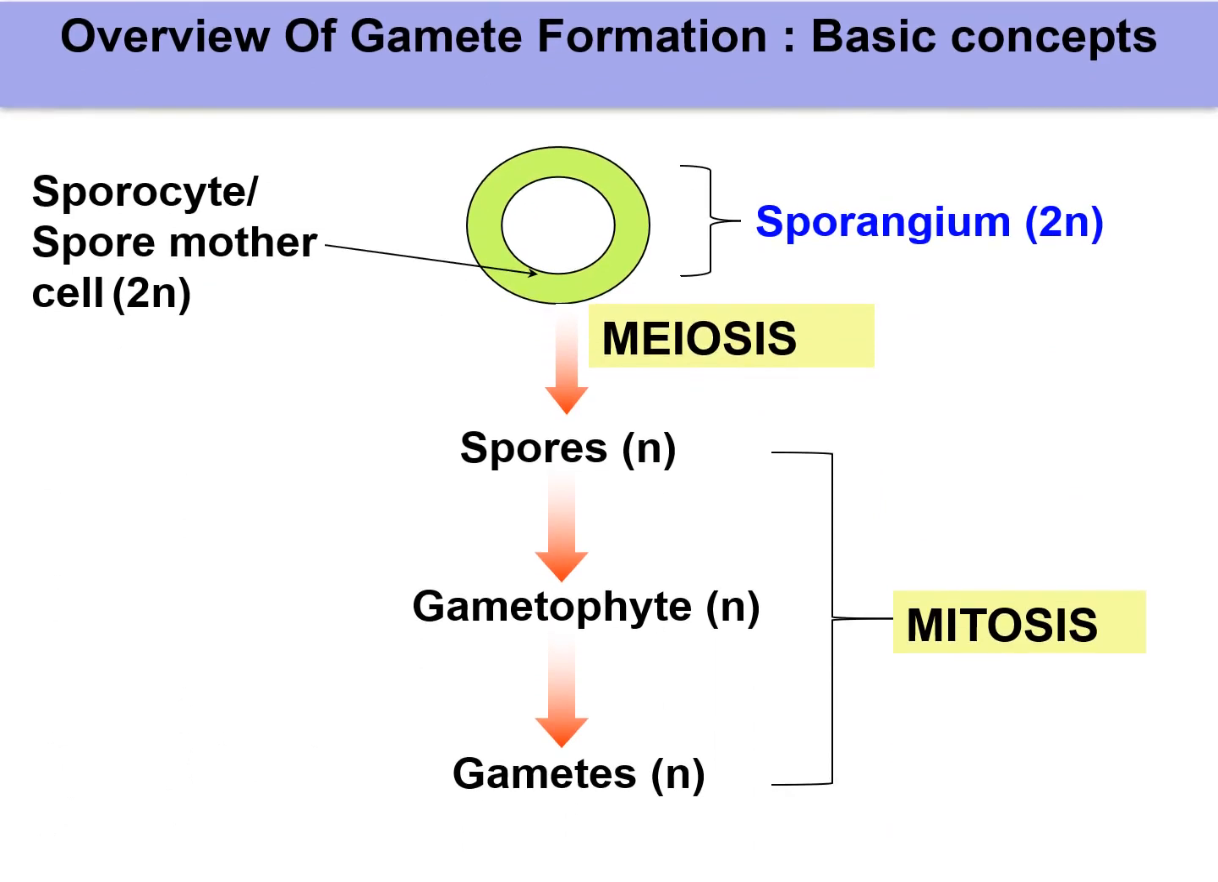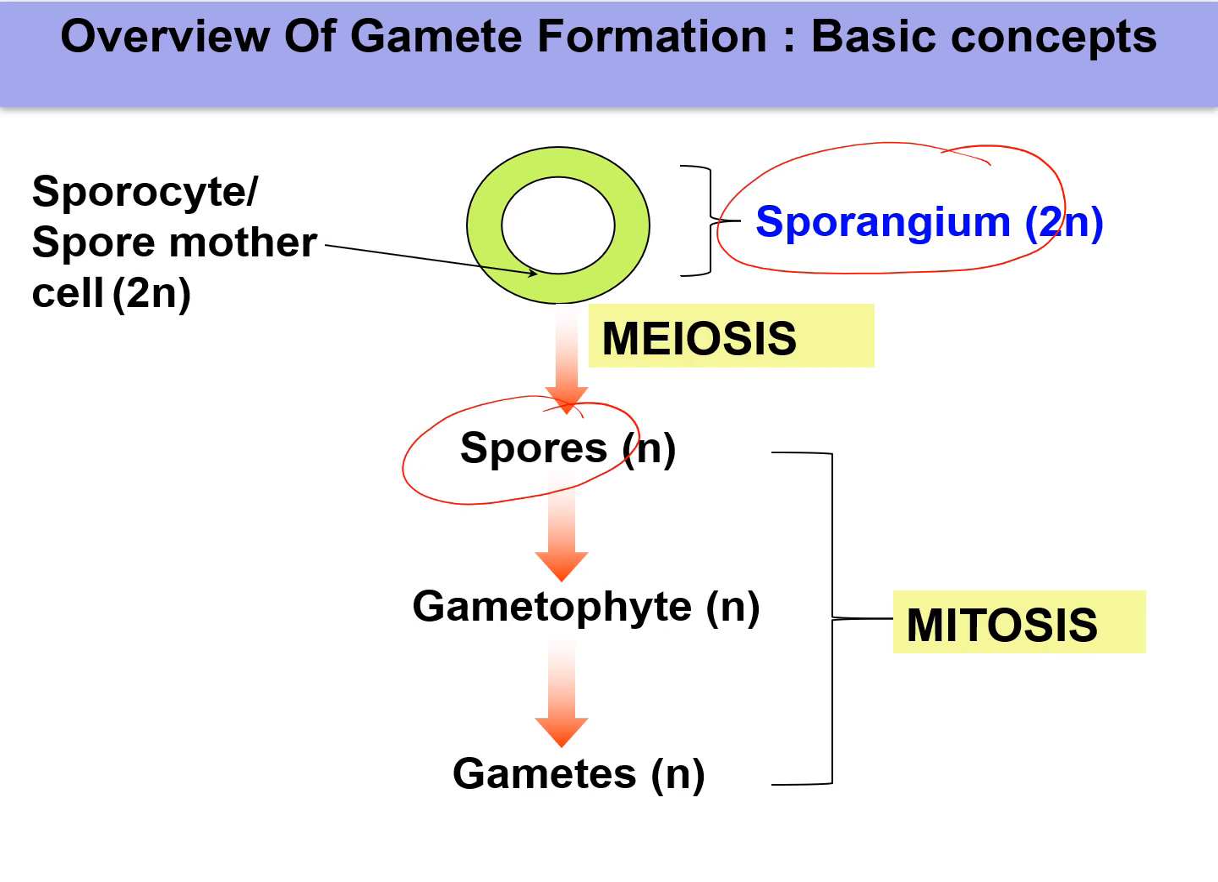So the overview of gamete formation basically starts within the sporangium that contains the sporocyte, either megasporocyte or microsporocyte. So this sporocyte or the spore mother cell will undergo meiosis and produce megaspore or microspore. Okay, ini secara umum kita panggil spores. So these spores will develop into gametophyte, and then this gametophyte will undergo mitosis.